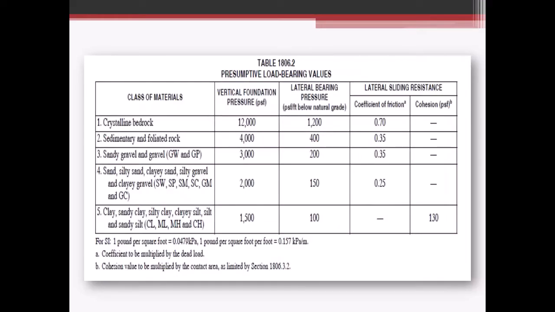So here's a typical table. This table is from the New York State Building Code. It's for the presumptive load-bearing values of various soil types. So you can see here on the left, once you have the material classified in accordance with the USCS classification, you can come over and see what the recommended vertical foundation pressure is, lateral bearing pressure, as well as sliding resistance for those material types.